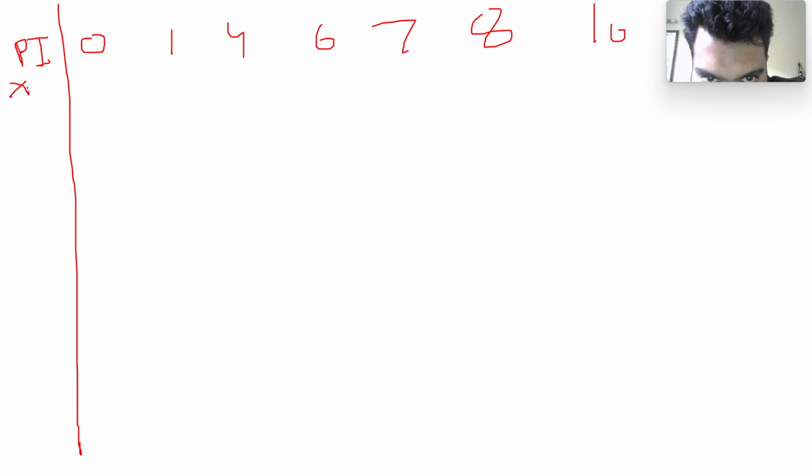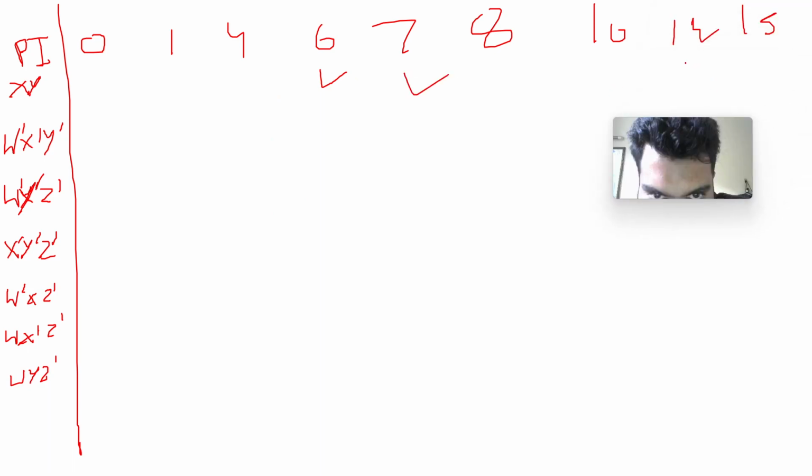They were x y, w x complement y complement, then we have w x, w complement x y, w complement y complement z complement, and then x complement y complement z complement, and we have w complement x z complement, and we have w x complement z complement, and we have w y z complement. So this is 6 7 14 15.